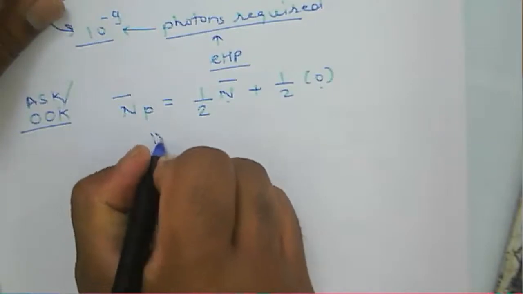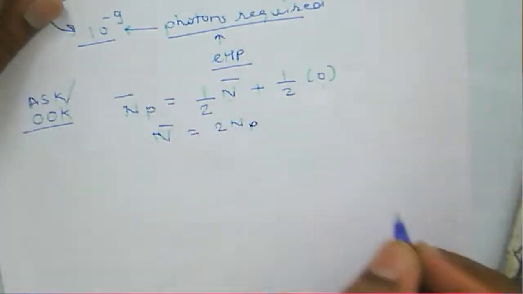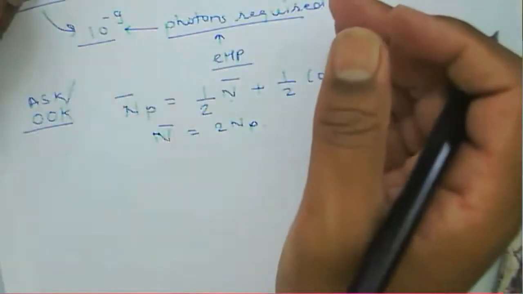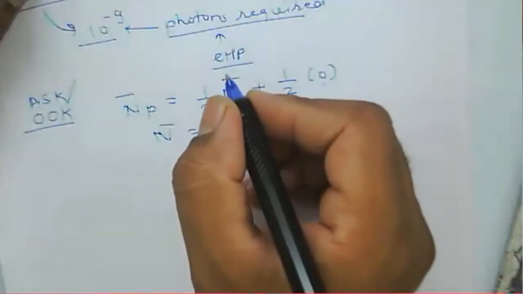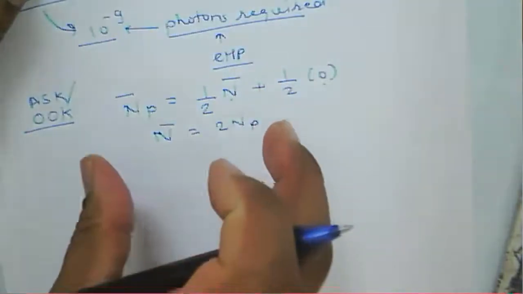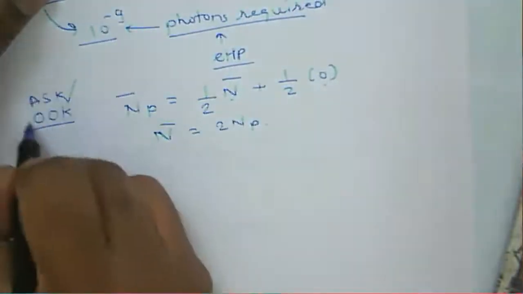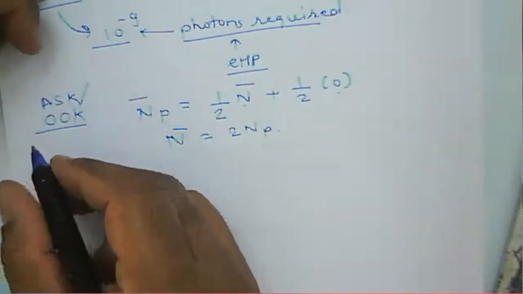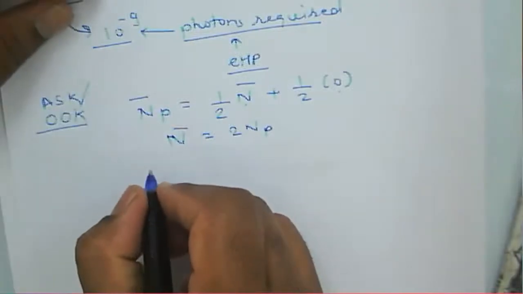Or we can say that n dash is equal to what? Twice of np here. So if you compare that in terms of receiving power, what will be the number of photons required from this equation if we are using OOK or ASK here? Then we need to talk about what the errors will be here.